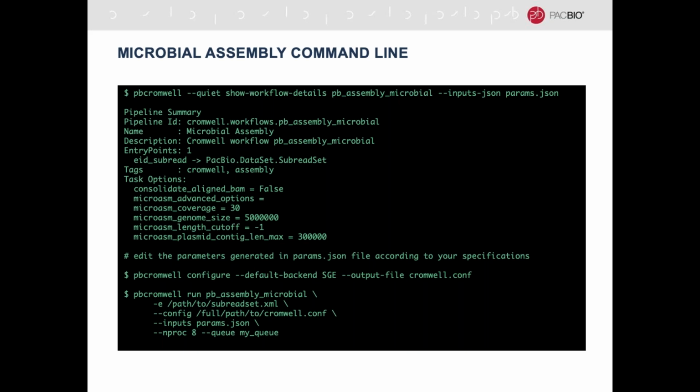And then to execute the pipeline, you see the last command there, PBCROMWELL run pb_assembly_microbial, with the -e option, which stands for entry point. That points to the subread set that you want to assemble. You specify the full path to the Cromwell configuration file, the params.json file, optionally the number of processes that you want to execute, and any queue that you want to submit your job to.